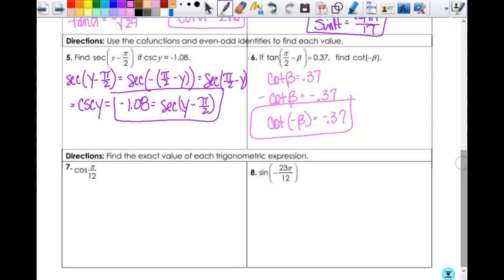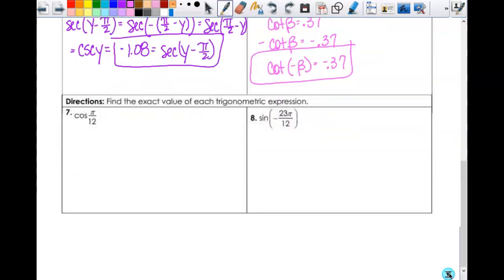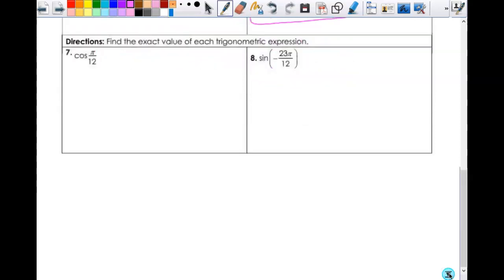So here I want to find the exact value of each trig expression. Well, the cosine of pi 12ths is not anything that I know or that you're expected to know. But if I double that angle, it becomes pi 6ths, and I do know what to do with pi 6. So that means I need to treat this as the half angle. So theta over 2 is equal to pi 12ths, which means theta is equal to pi 6ths. So when I look at my half angle identities, I have cosine of theta over 2. And to use that one, I have to know what the cosine of theta is.